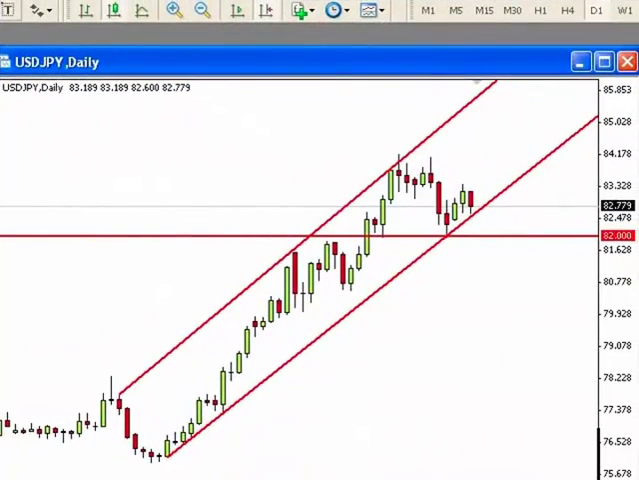This is the dollar yen. I don't trade it that often. It's one of my reserve pairs, but we were looking in Forex Mentor Pro the other day for a pullback to 8200. And once again, the reason is it's a whole number, psychological number.